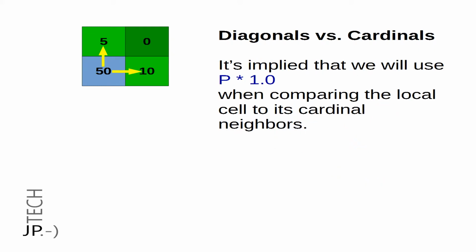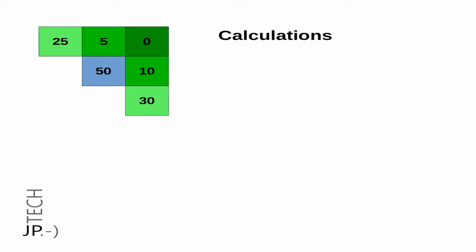It's implied that we'll use p times 1.0 for the cardinals and p times 0.707 for the diagonals. Okay, let's dive into the calculations.